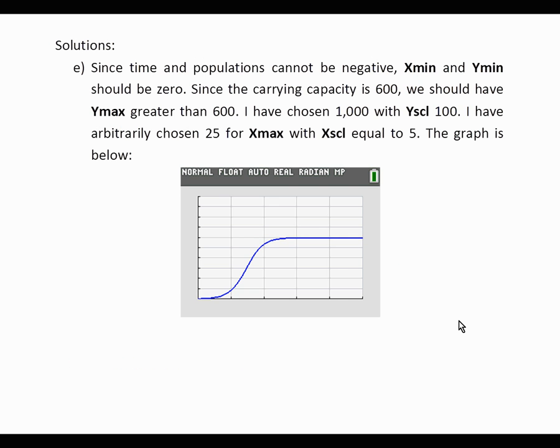Okay, part E was the graph. Since time and population cannot be negative, my x min and y min should be 0, so I made them 0. The carrying capacity is 600, so I should have a y max slightly greater than 600. I just kind of arbitrarily went to 1,000. I also arbitrarily chose 25 for the maximum x, so remember that's going to be 25 hours, and my x scale was 5. When I did that, this is what my graph looked like. So you can kind of see it's getting very close to that limiting value. We've done enough graphing that I really didn't feel like I needed to do that separately on the calculator.